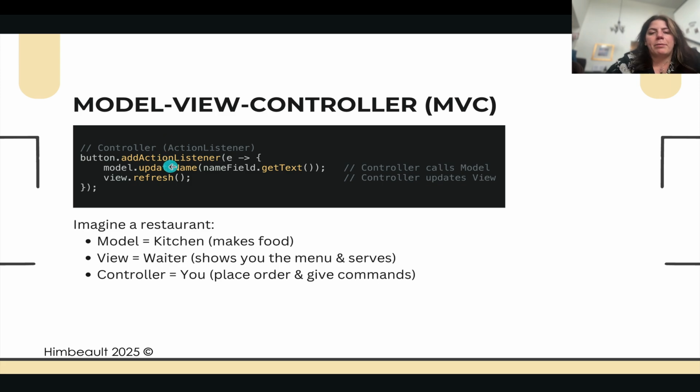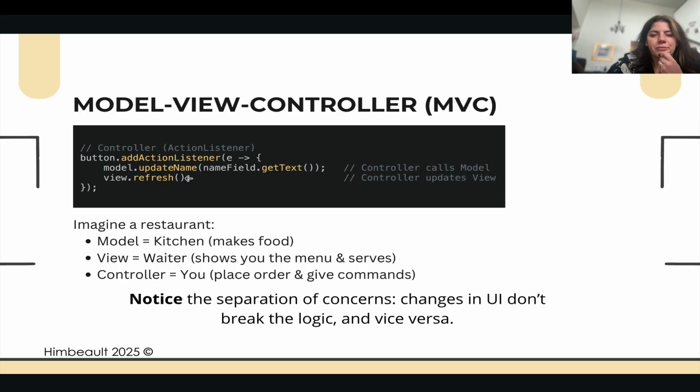So we've got this update happening as like placing, this is us placing our order with our server. The server is taking it back to the kitchen, right? It goes to the kitchen, and then the view is the server bringing you your food back. That's our refresh. What we need to notice here is we're talking about a separation of concerns, right?